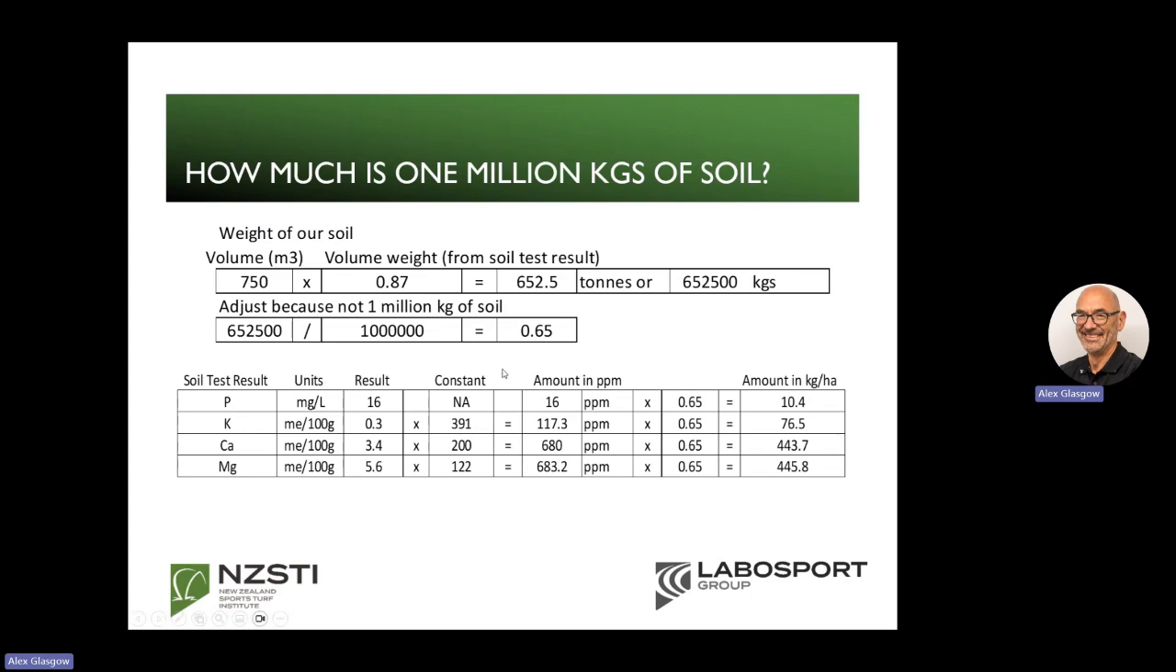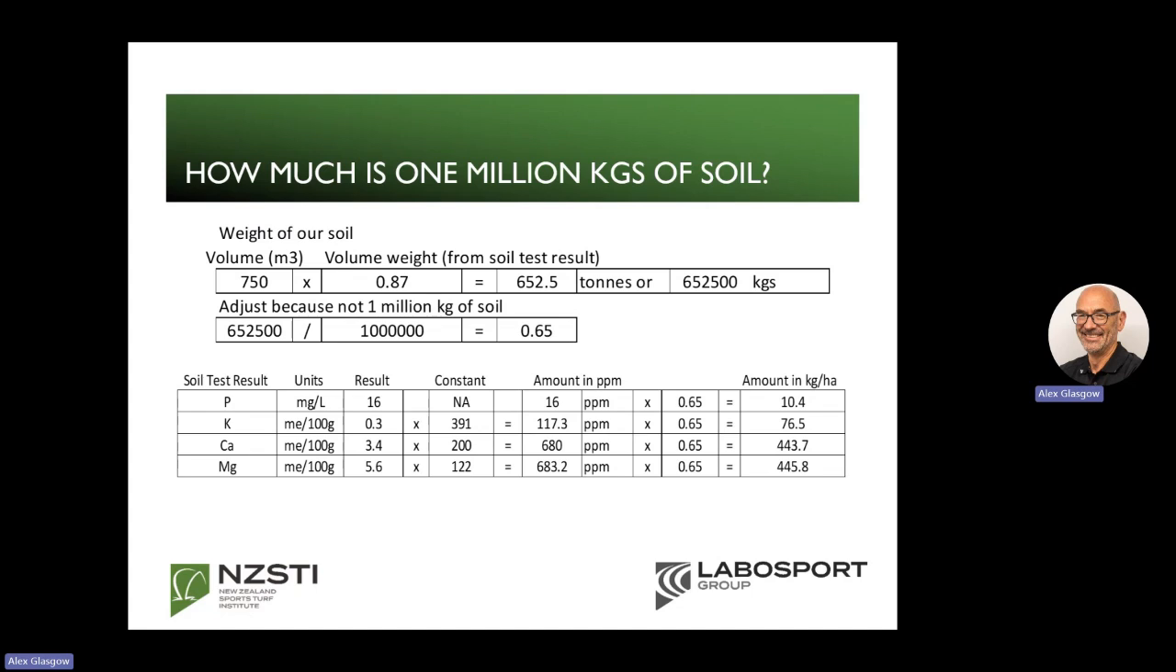Calcium, same again, 3.4, that's the result from the soil test, times the 200, that's the constant for calcium, 680 ppm, multiply that by 0.65, and we get 443.7 kilograms per hectare of calcium. And finally magnesium, from the soil test result, 5.6 times 122, the magnesium constant, 683.2 ppm times 0.65, 445.8 kgs per hectare of magnesium.